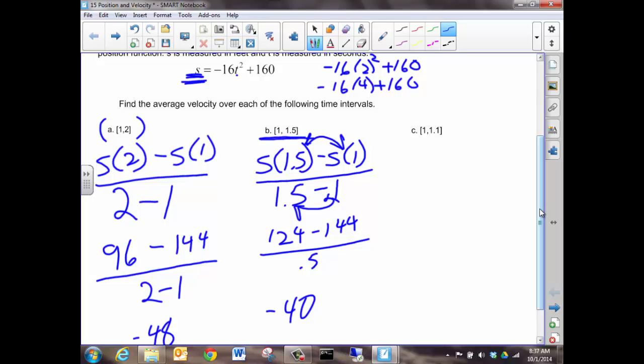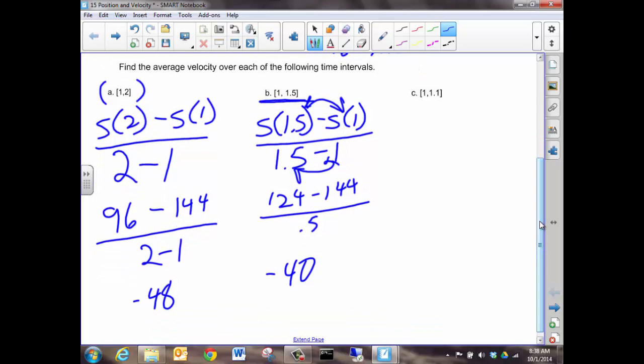Can everybody get to negative 40? I don't want any weeping just yet. Minus 144 is negative 20, right? Negative 20 divided by a half is negative 40. So, the average velocity from 1 to 1.5 is different from that from 1 to 2. Why are they different? It's accelerating. The longer it drops, the faster it's getting. Would you agree?